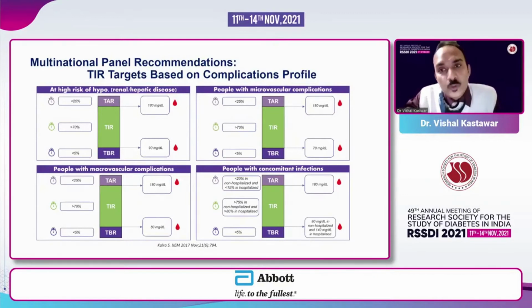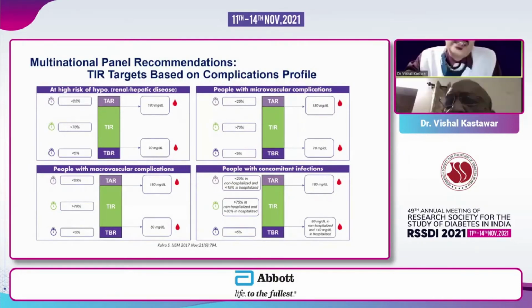For patients having microvascular complications, it was like adults, where time in range was recommended to be kept more than 70%, and the glucose range should be 70 to 180 milligram per deciliter. For patients with macrovascular complications, they have said that the required glucose range should be between 80 and 180 milligram per deciliter and should be maintained for more than 70% of time.